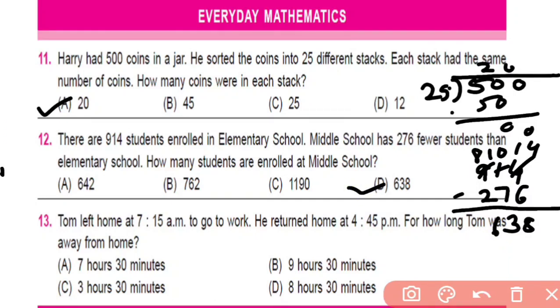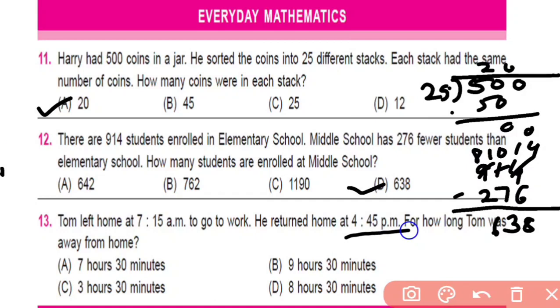Question number 13. Tom left home at 7:15 a.m. to go to work. He returned home at 4:45 p.m. For how long was Tom away from home? Here we first convert this 4:45 p.m. into 24-hour clock.